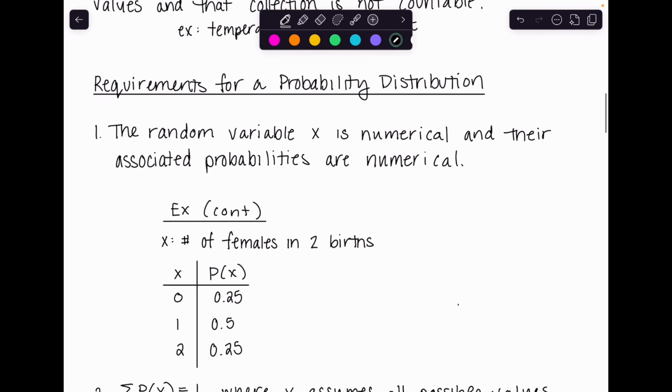If I look at these outcomes, X itself is numerical, which is great. And then also the probabilities are numerical. So X takes on numbers and the probabilities take on numbers. So P of X is also numerical. So good, my first requirement is satisfied for this example.